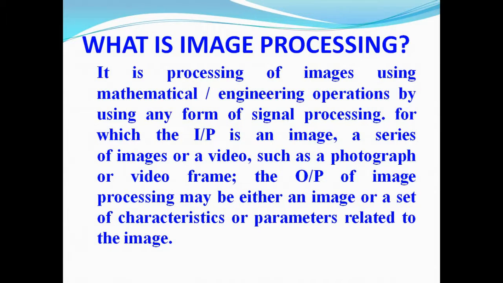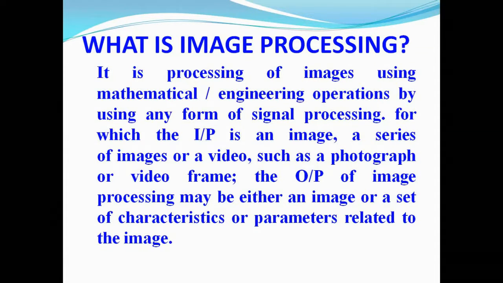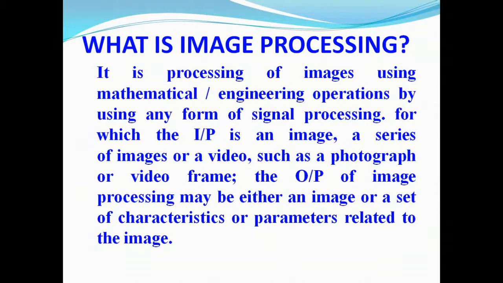So we should know what exactly image processing means, and what its purpose is. Generally there are two types: analog image processing and digital image processing. First, image processing is a process on images using mathematical or engineering operations, by using any form of signal processing, either analog or digital.